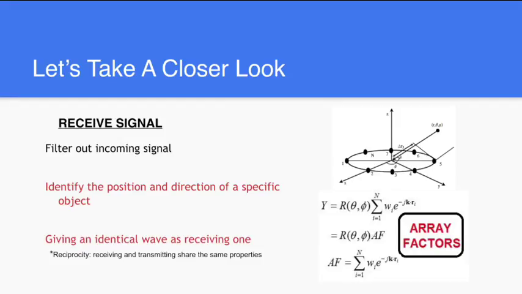Anyway, due to the influence of the array factor, an antenna array uses its own radiation pattern to identify the actual position of incoming signals by their arriving angles. Since the antenna has reciprocity, a phased array will automatically transmit an identical wave as what it gets.